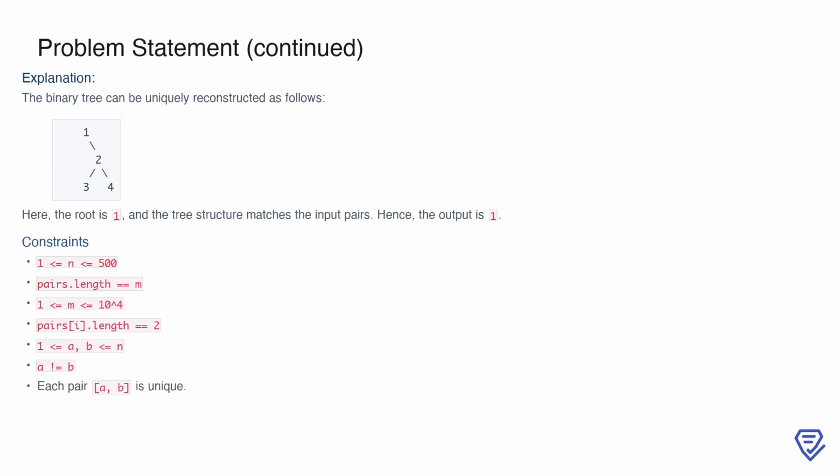Now let's consider the third example, where the input is pairs equals [1,2],[2,3],[2,4]. The output is 1, meaning the binary tree can only be reconstructed in one unique way. In this tree, node 1 is the root, and node 2 is its child. Node 2 then has two children, nodes 3 and 4. This structure matches the input pairs exactly, and no other valid configuration is possible. That's why the output is 1, indicating a unique reconstruction.